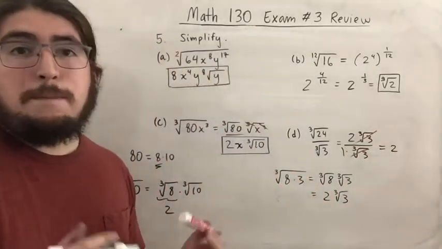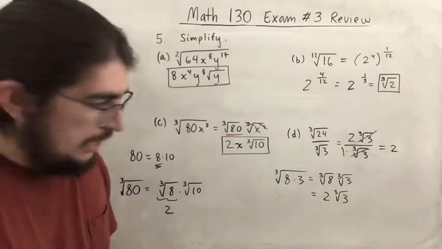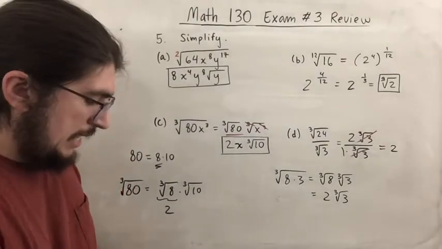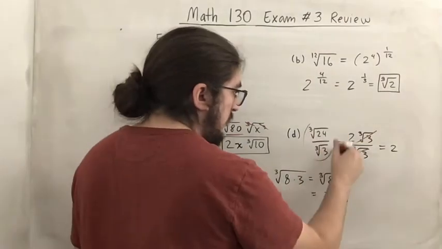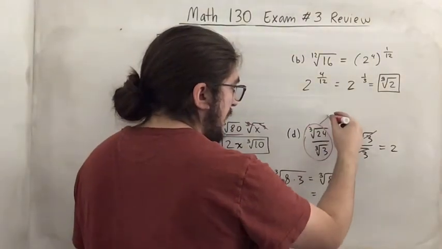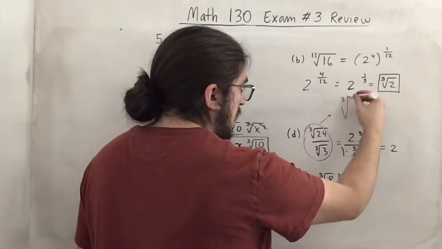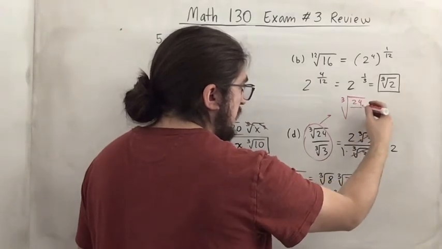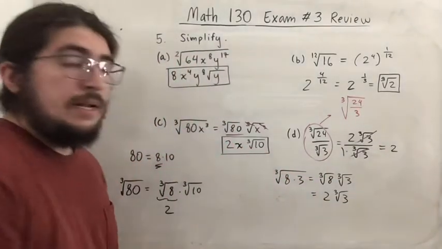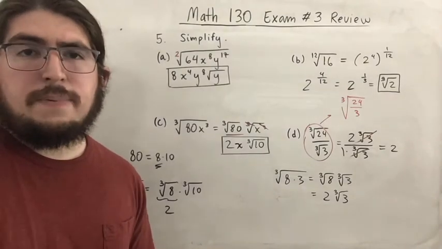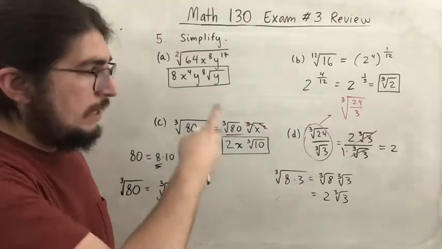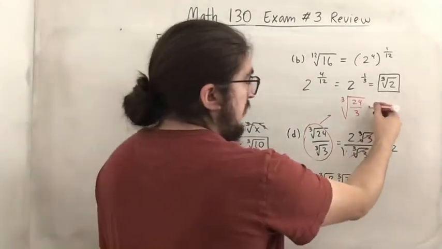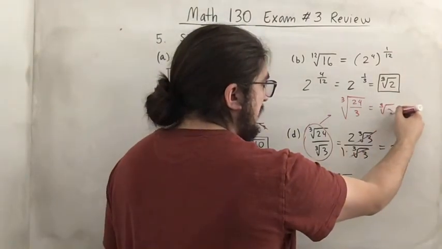Now there's of course a much better way of doing this. And the better way of doing this is to notice that we can actually write this whole fraction as the cube root of the top inside over the bottom inside. Now that's another property of radicals, similar to splitting it up by multiplication. We can split it up by division. And notice 24 divided by 3 is 8. There we go.